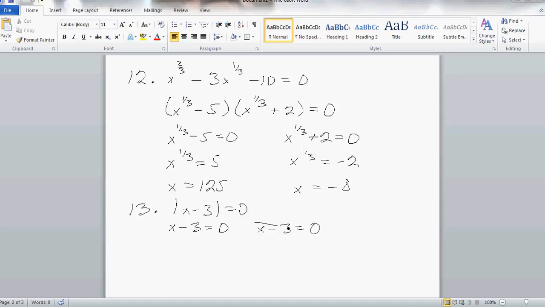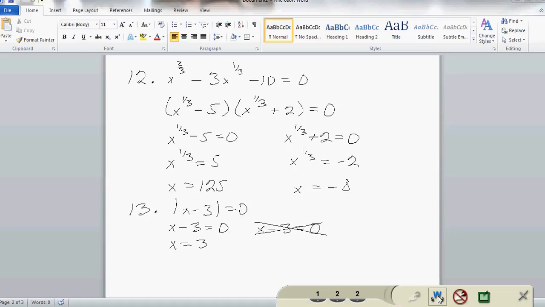So we can basically ignore one of them only because it is 0, and then add 3 to both sides and we get x equals 3. Quickly checking, 3 minus 3 is 0. Absolute value of 0 is 0.